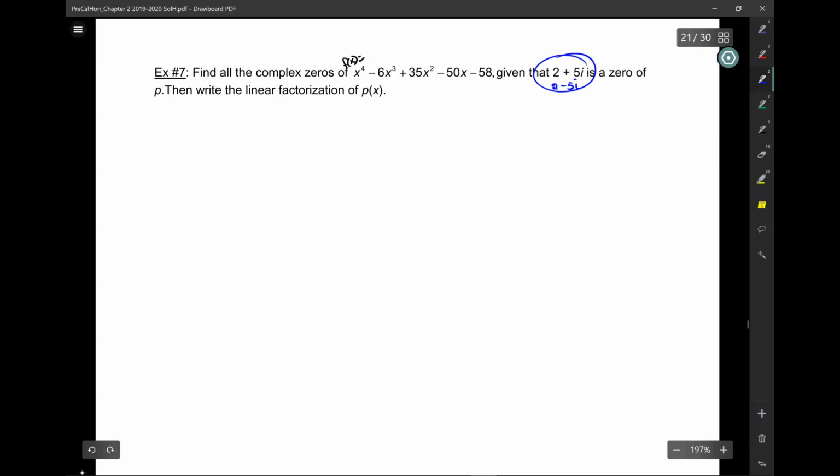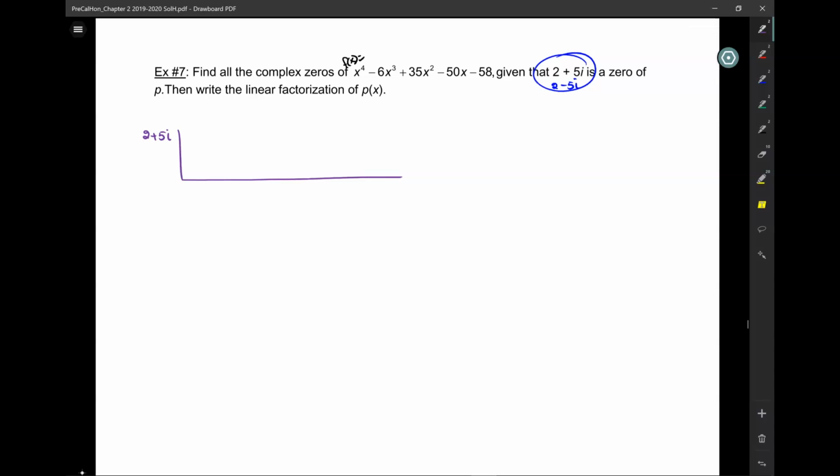2 minus 5i. So what we're going to do is synthetic division with the first one, 2 plus 5i. It's imaginary, so it's a complex number. So what? We could still do that. So 2 plus 5i. And then here I get the coefficients of the polynomial. Leave some space horizontally, leave double space. 1, negative 6, 35, negative 50, negative 58.